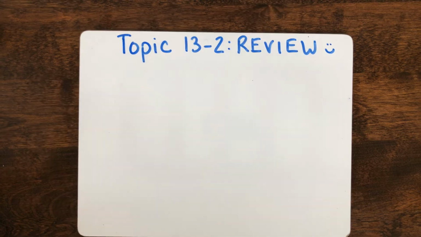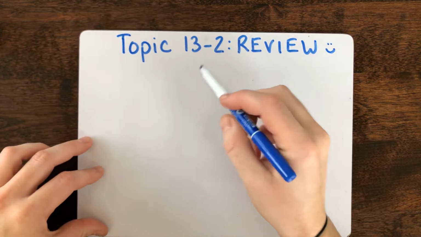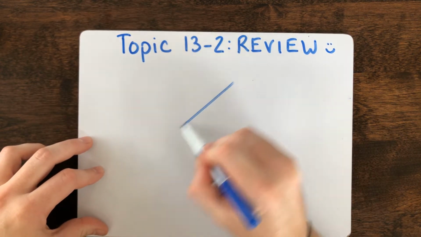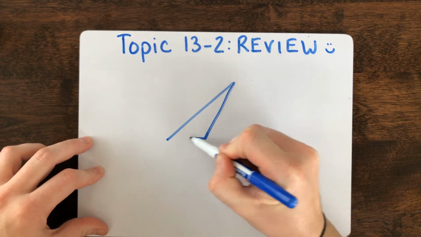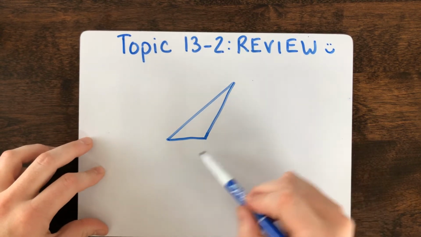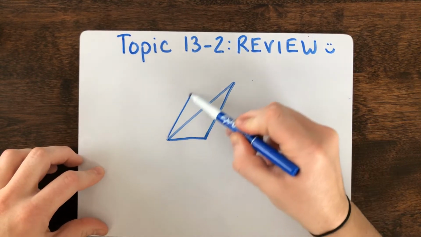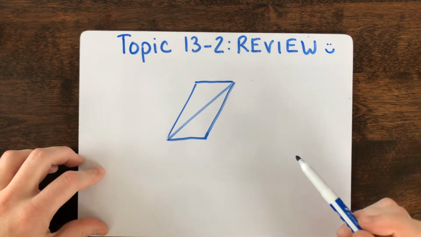So I looked at your Google Forms from yesterday, and overall, I think you guys pretty much understand the concept of the area of a triangle. I do just want to emphasize once again that remember a triangle, so let's say if this is a triangle like this, a triangle is half of the area of a parallelogram.